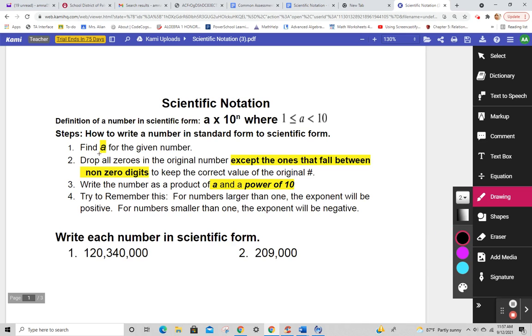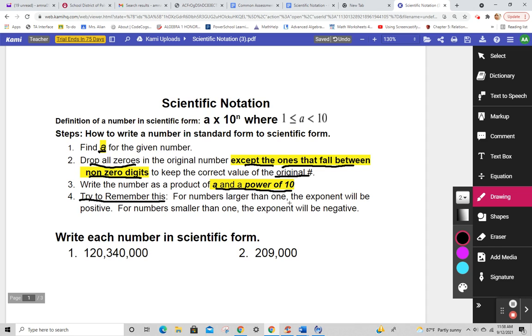First, find a for the given number. 2, drop all the zeros except the ones that fall between non-zero digits in order to keep the correct value of the original number. 3, write the number as a product of a and a power of 10. And always try to remember this so you can always check your answer for correctness.